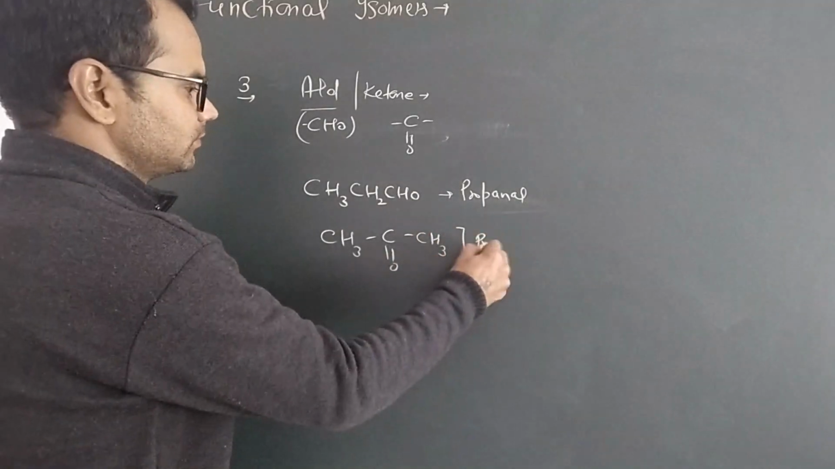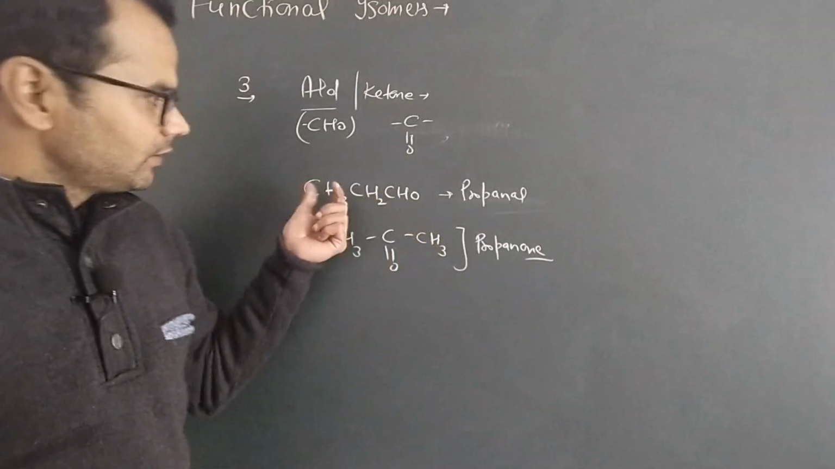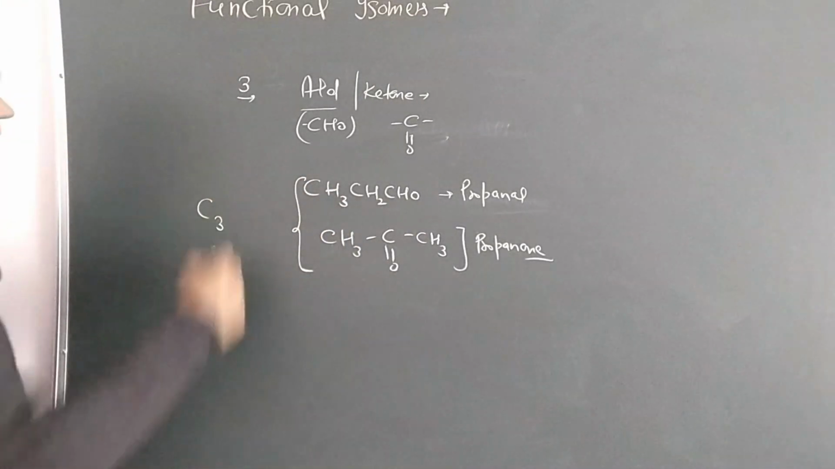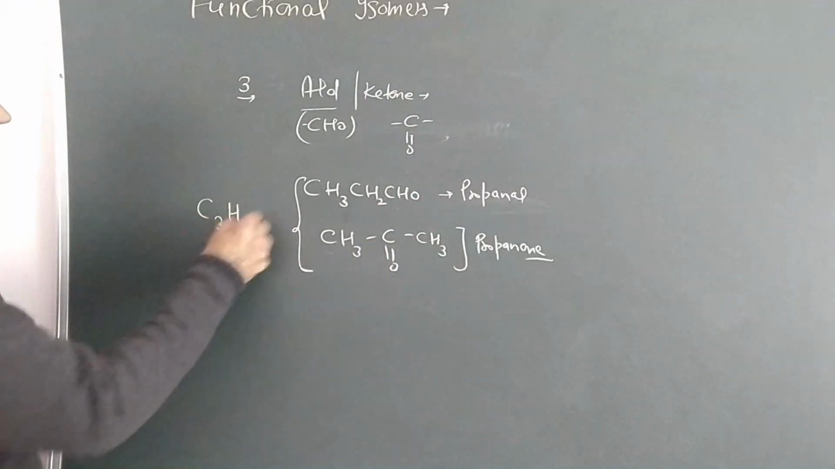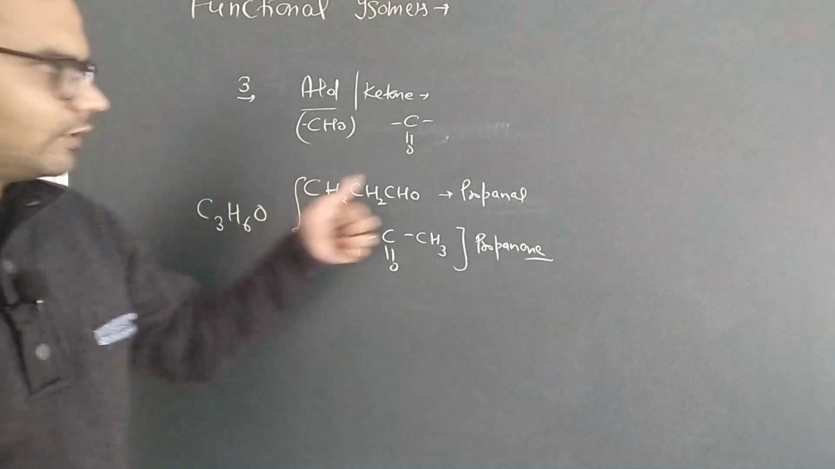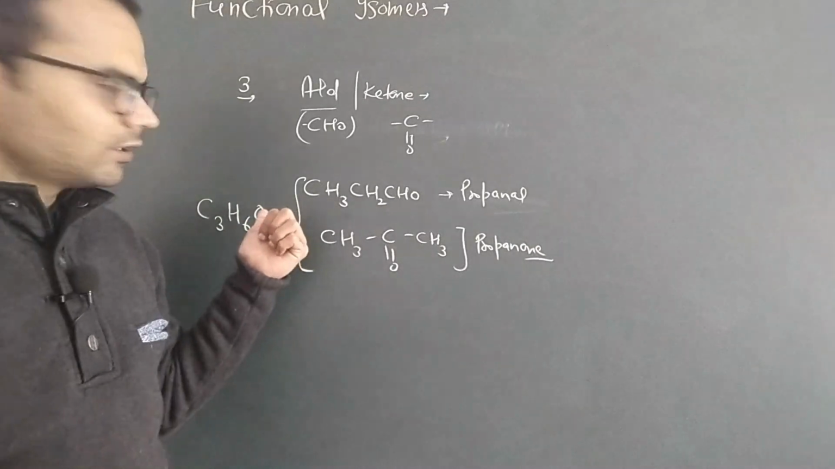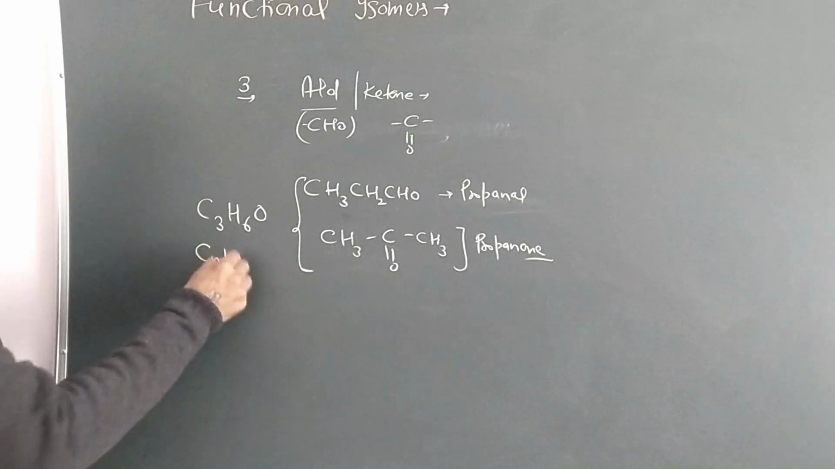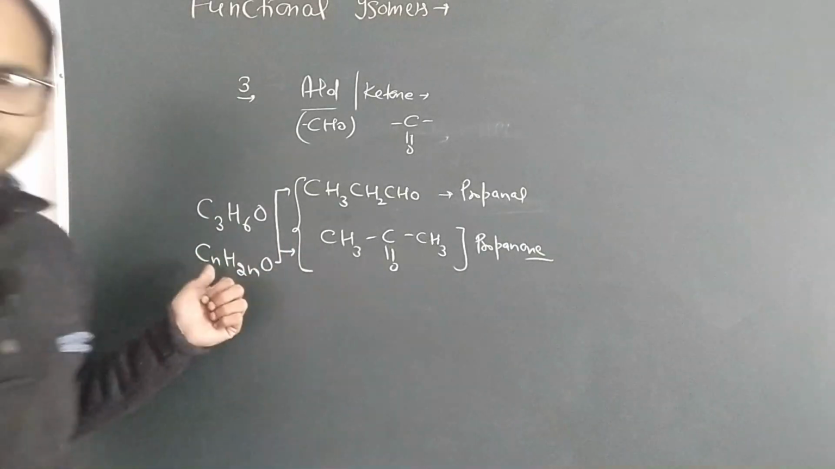now this is propanone. But if we write their condensed formula, both represent C3H6O. So C3H6O represents two functional groups, one is aldehyde and one is ketone. We can write their general formula with respect to n carbons. So the formula will be CnH2nO.